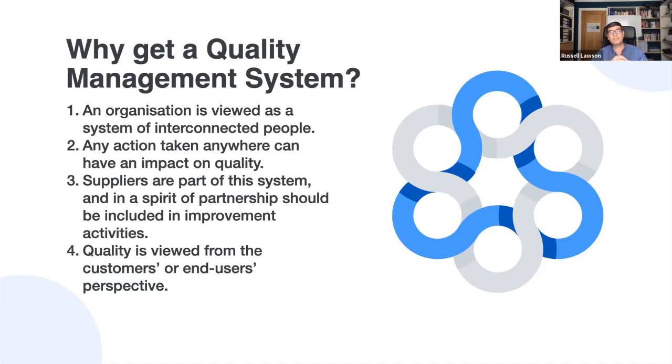So as you can see on the screen, there's 4 real key points to consider. One, that an organization is viewed as a system of interconnected people. Number 2, that any action taken anywhere can have an impact on quality. So that's any action right throughout the chain. That suppliers are an important part of this system. And in a spirit of partnership, they should always be included in your improvement activities. And quality should always be viewed from the customer's or end user's perspective.